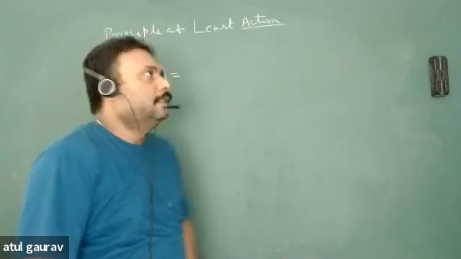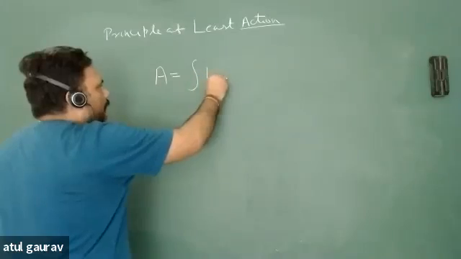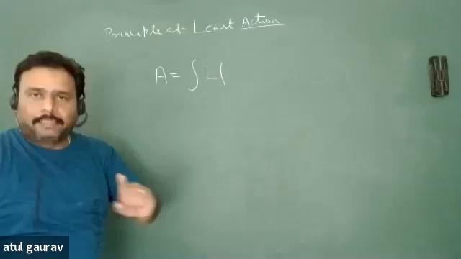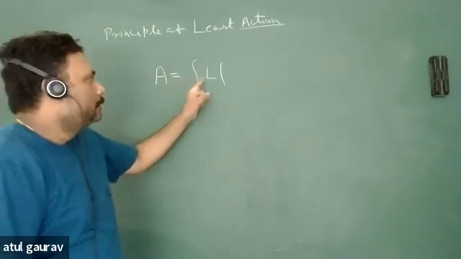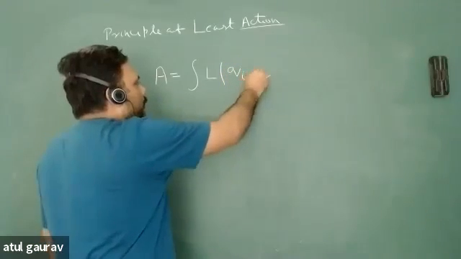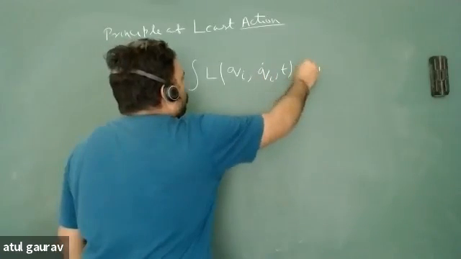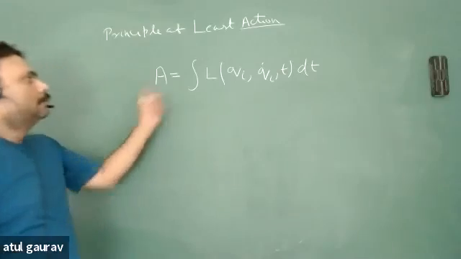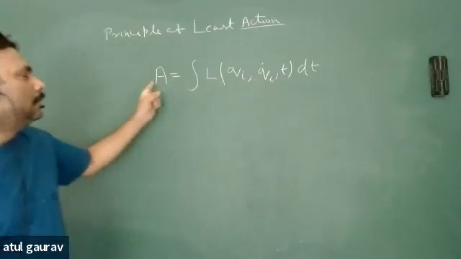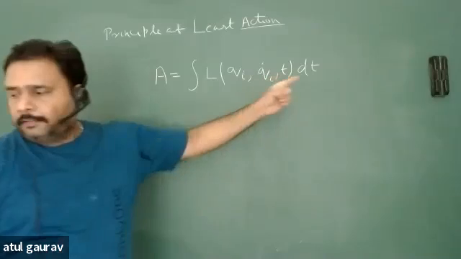What is this action? This action is pretty interesting. This is identified as L. L is some function. I am not saying this is the Lagrangian right now. L is a function of generalized coordinate, generalized velocity, and time, dt. So this is action. This is typical action. A is nothing but the integral of L(qi, qi dot, t) dt.